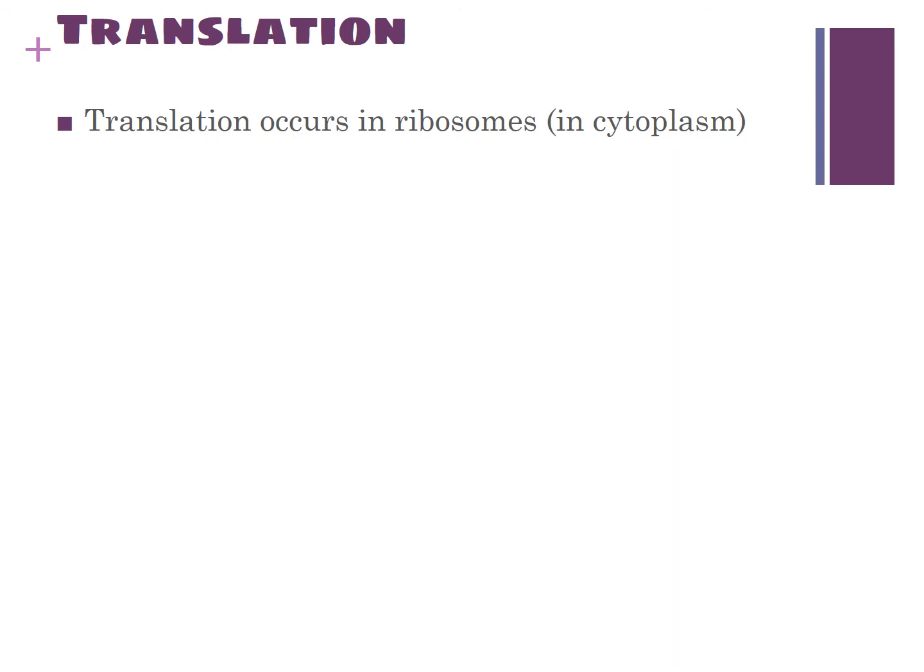Next, we have translation, which occurs at the ribosome in the cytoplasm. If you remember back to cell structure, you know that we have ribosomes in two places in the cell. And make sure you write this down too on your notes. So the ribosomes that you have will either be found in the cytoplasm or bound to the rough endoplasmic reticulum, or the rough ER. Well, translation is going to happen typically at the ribosomes that are free ribosomes, or floating around in the cytoplasm.